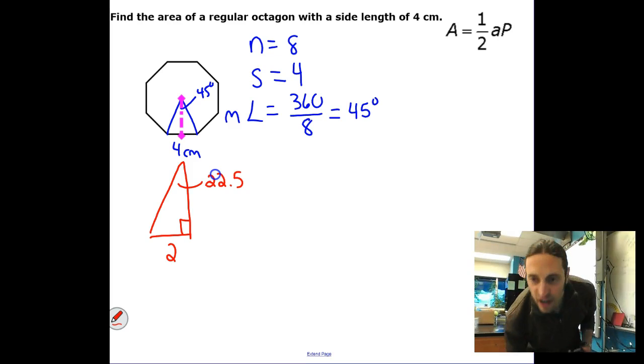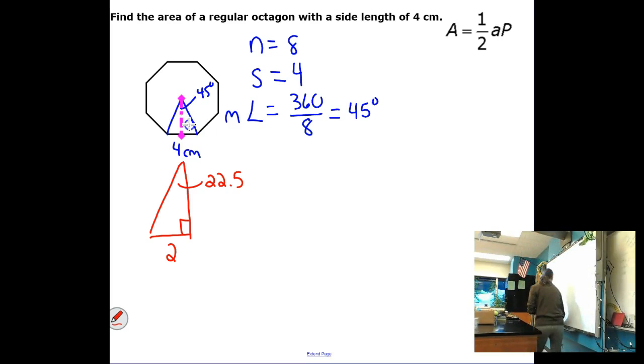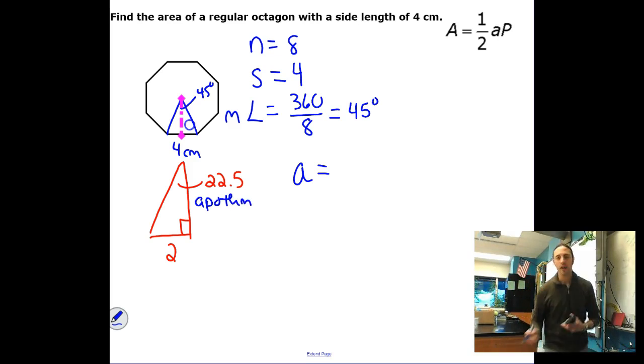And I'm trying to figure out the length of this purple line. Right? So I'm trying to figure out what A is. And again, this is A, apothem. Great word, apothem. Okay, well, to make a long story short, if I know 3 things about this triangle, I can figure out the entire triangle.